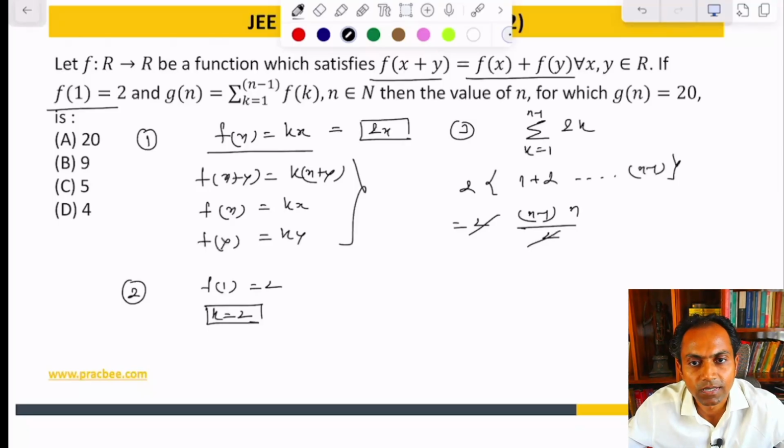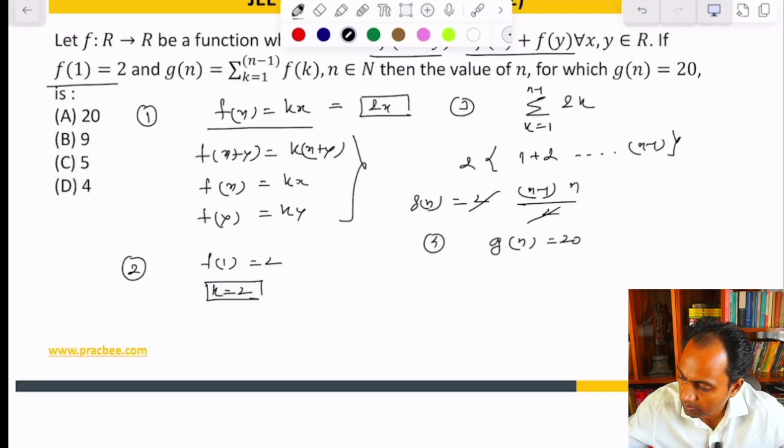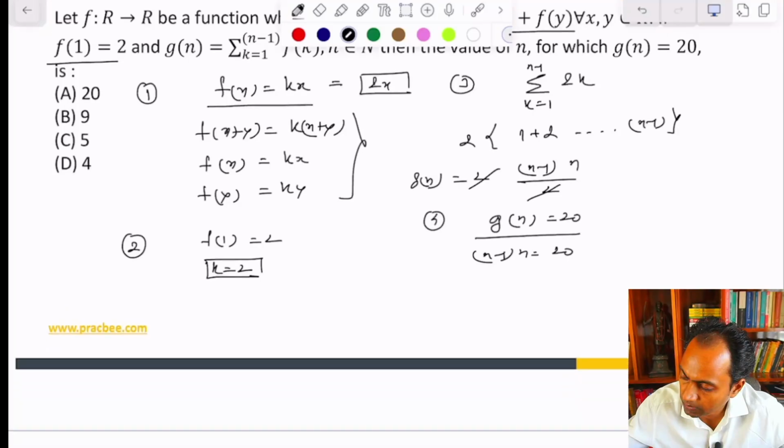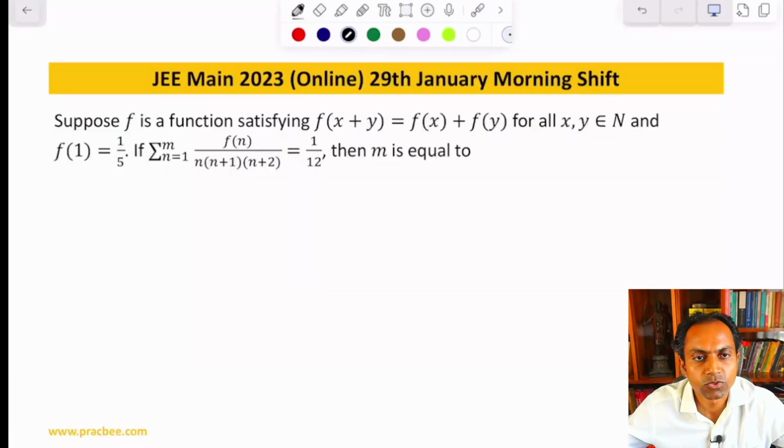Now what they are saying is, this is your gn function. Okay, this is my gn. Now what is the value of n in the fourth part when gn is equal to 20? So n minus 1 into n is equal to 20. You can see that the value of n will be equal to 5 only. And option C matches.